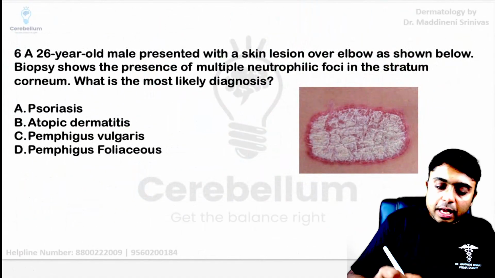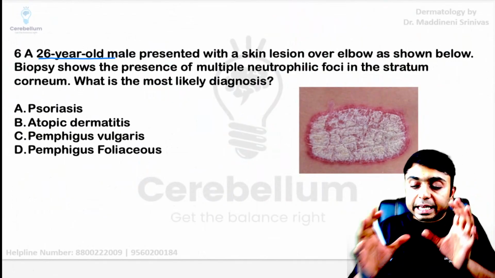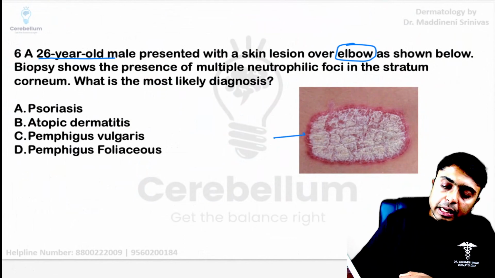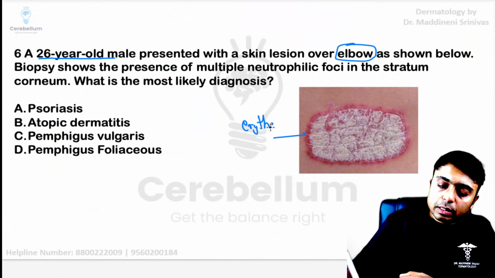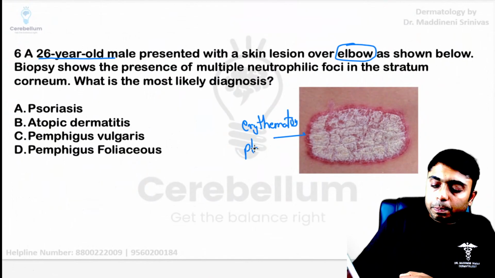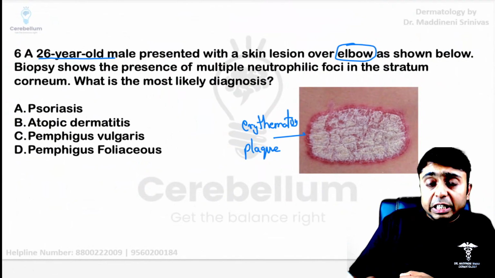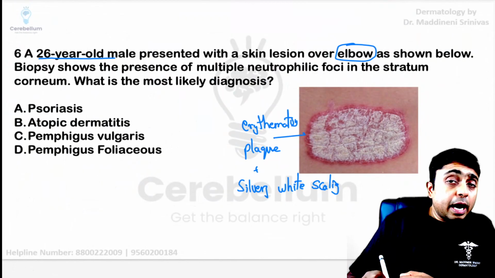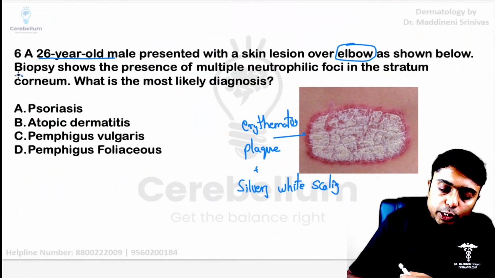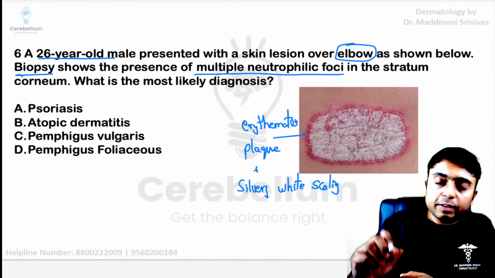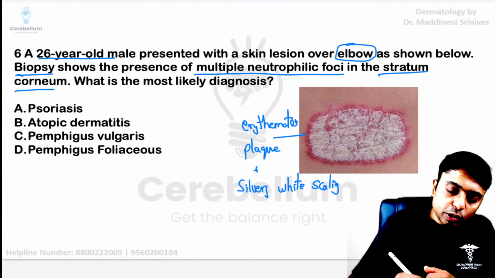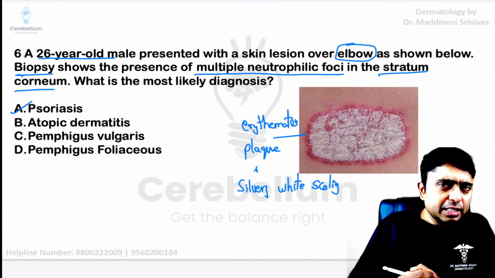And this is the next question. A 26-year-old male presented with a skin lesion, as you are able to see over the elbow. And what is the skin lesion you are able to see? There is an erythematous plaque which is having silvery white scaling. And also the question says that biopsy shows the presence of multiple neutrophilic foci in the stratum corneum. What is the most likely diagnosis? So very easy. You have got so many clues. The answer is option A, which is psoriasis.